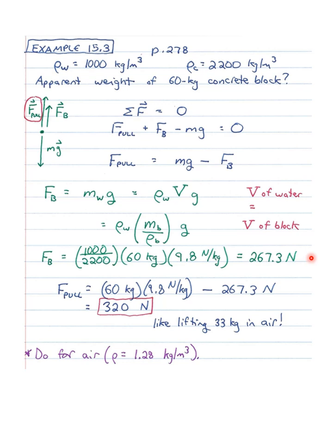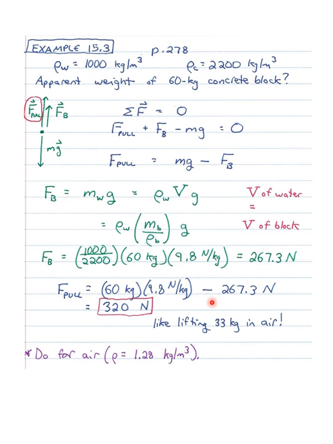Now that we found the buoyancy force, we'll go back to the blue ink. The force of pull upward is mg minus force of buoyancy. So let's apply those numbers here. 60 kilograms times 9.8 minus the buoyancy force, 267.3 newtons, and we get 320 newtons. And the question is asking, what is the apparent weight? So 320 newtons, but let's compare that with its actual weight.